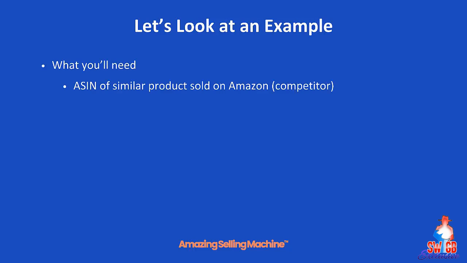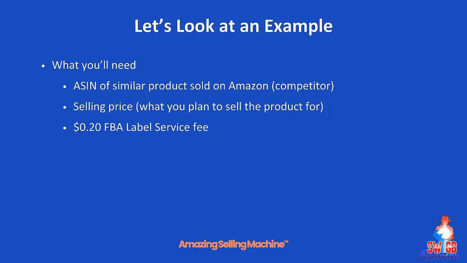The first thing you need is the ASIN, or the unique identifier of a product sold on Amazon. For this example, we would use the ASIN of a competitor's product, one that's very similar to the one that we're looking to sell, in order for Amazon to accurately know the size and weight of that product. Then we also need to know what the selling price is that we plan on selling the product for.